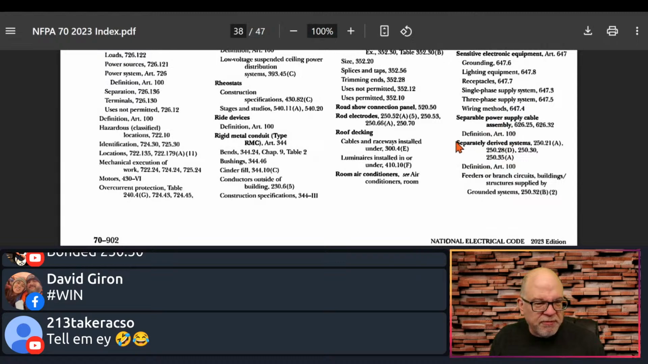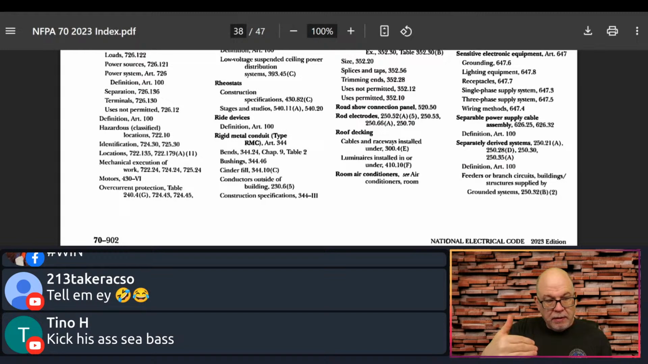All of these would be fair game for me to write down on my scratch pad in an exam, right? Because at the end of the day, we're talking about a separately derived system. And the moment I saw Article 250, I know what 250 is about. It's grounding and bonding. My question is talking about grounding electrode conductors. It's talking about separately derived. Ding, ding, ding, ding, ding.